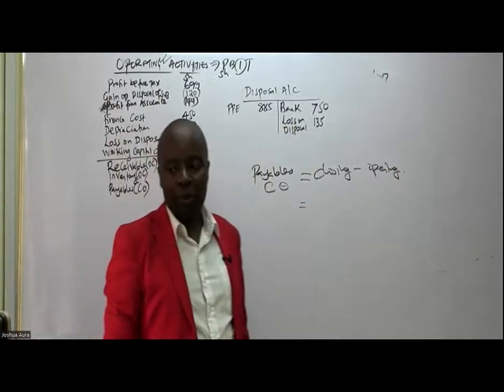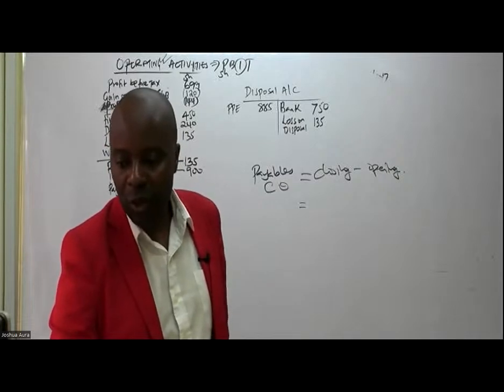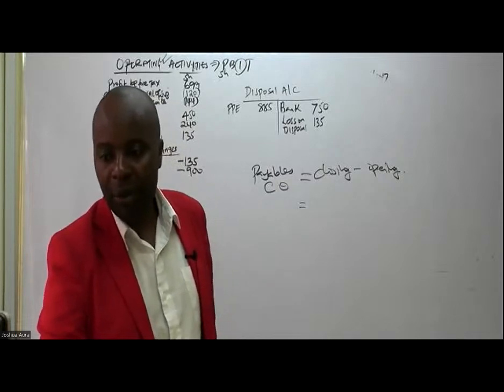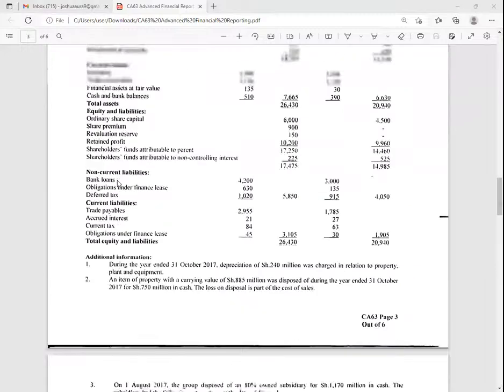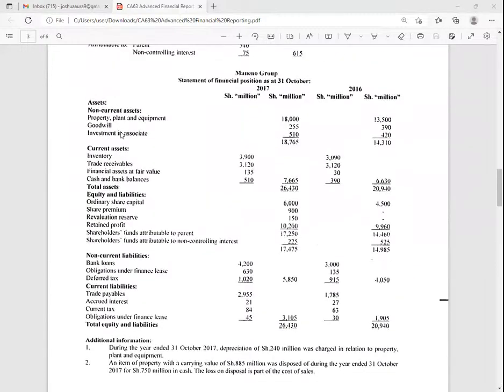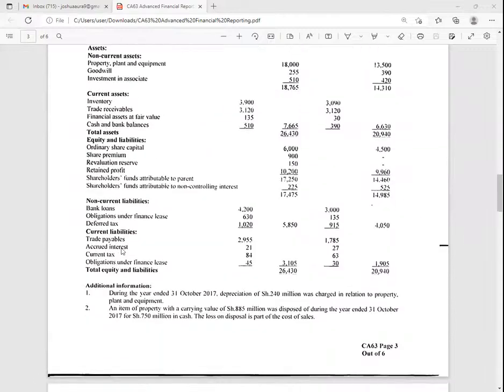So look for the payables figure, closing. What do we have? Payables, it's down here. So payables figure, what do we have? 1785. Nope, that's opening. I need to start with closing. Closing is 2955. 2955 minus opening. I have to put opening in brackets because of the adjustments.